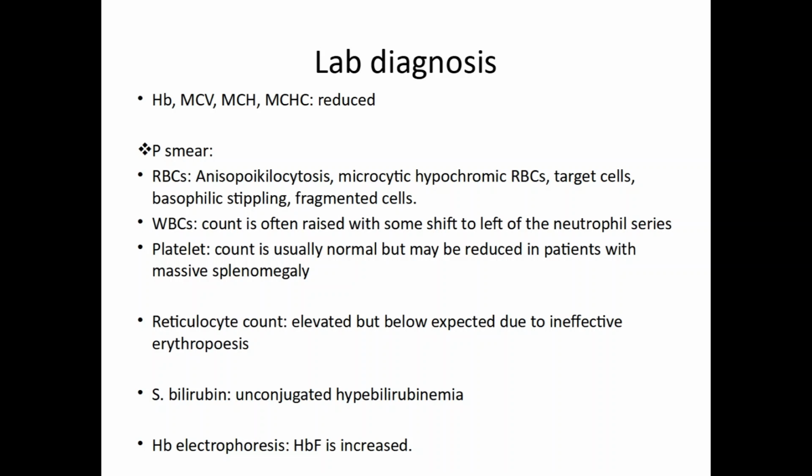Since this is a hemolytic anemia, bone marrow will try to push RBCs outside into the blood. That is why reticulocyte count may be increased. Serum bilirubin is elevated, specifically unconjugated bilirubin. And for confirmation of diagnosis of beta thalassemia major, hemoglobin electrophoresis may be done, which will show the absence of HbA.